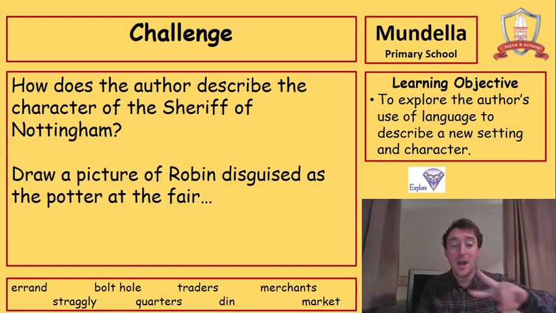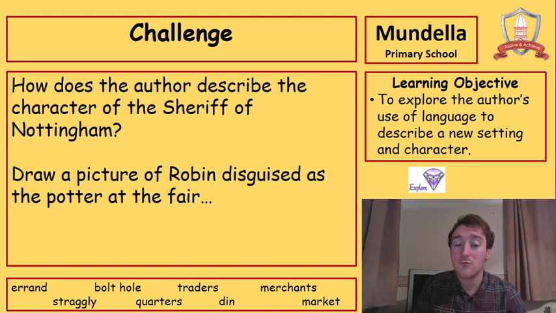And then secondly, draw a picture of Robin disguised as the potter at the fair. How did the author describe Robin? What was he built like? What was he wearing? See if you can draw a picture and then write a sentence underneath describing what Robin looked like when he was disguised as the potter. Okay, pause the video now to have a go at those. And then we'll move on in 3, 2, 1.